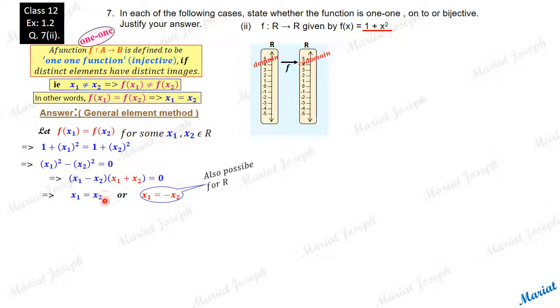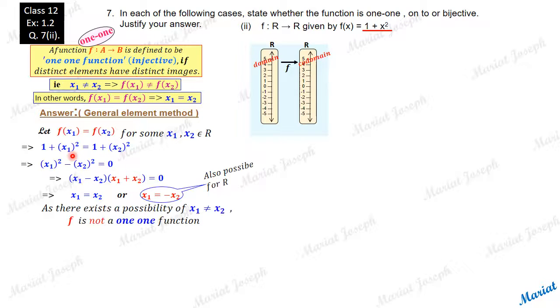That is one of the cases. But there are other ways also the images could be equal. So whenever the images are equal, the pre-images must be equal. It is not being fulfilled. The second interpretation is not being fulfilled. Therefore, we conclude that the function is not one-one function.